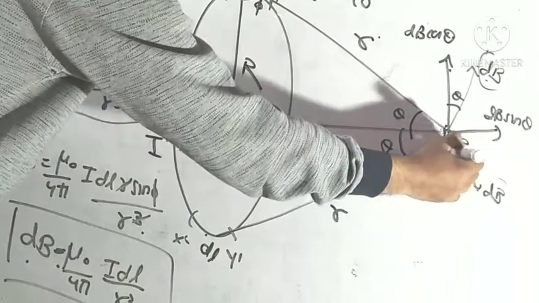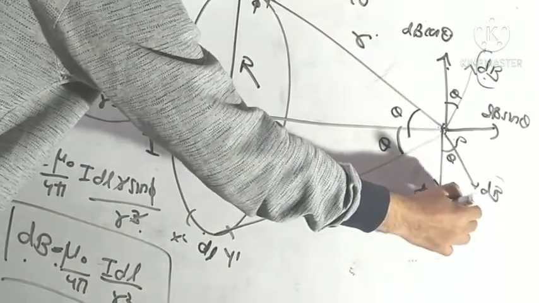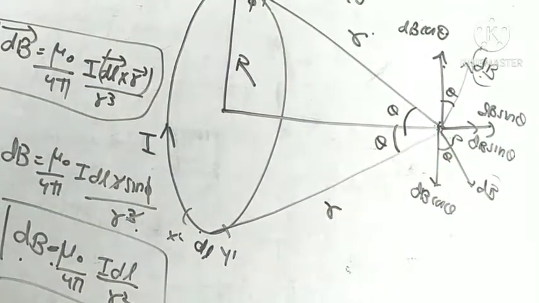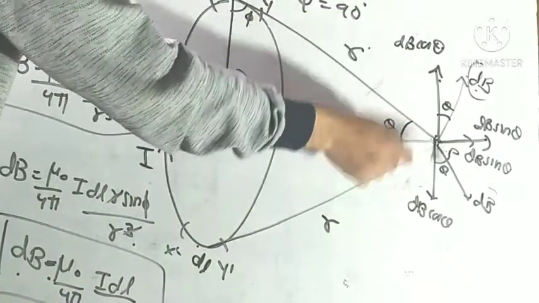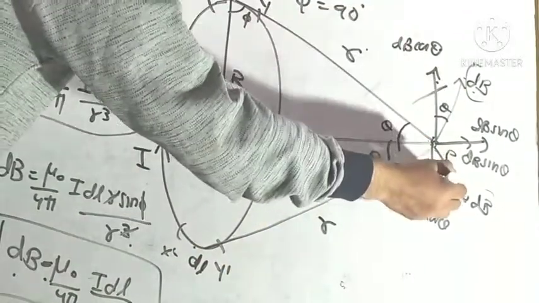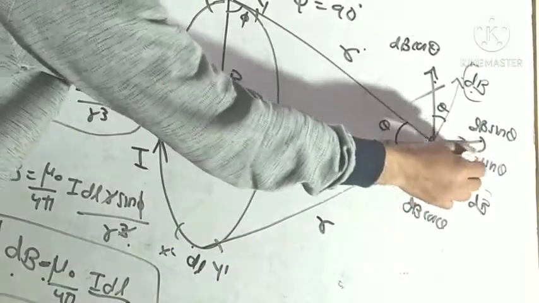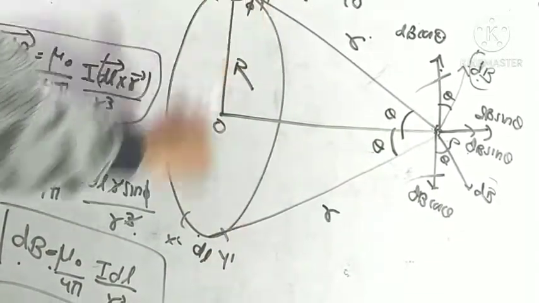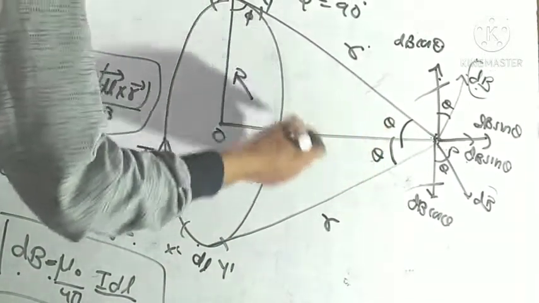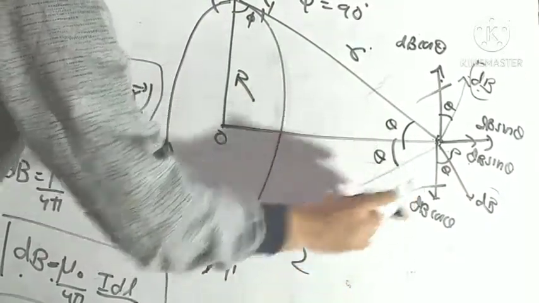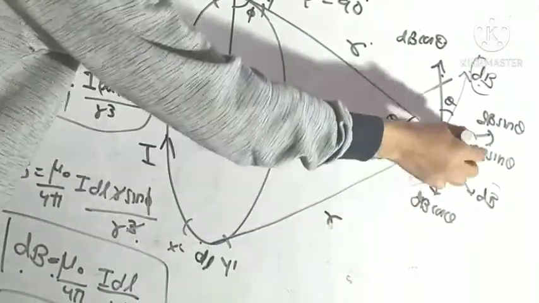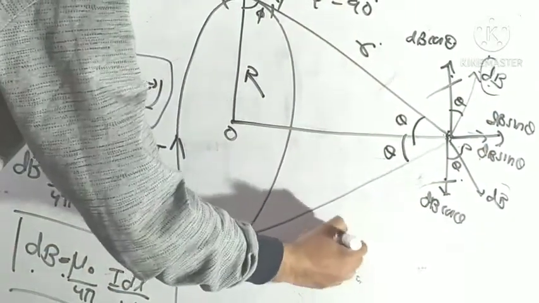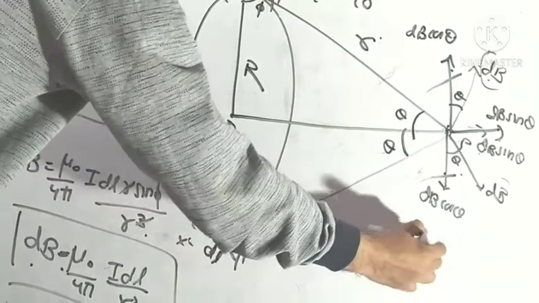Similarly, this other dB is resolved into two parts: dB cos theta and dB sin theta. The two cos theta components have equal magnitude but opposite directions, so they cancel. The dB sin theta components are along the axis, away from the center of the circular loop. So the magnetic field due to these elements will always add. Both components are along the same direction, so they are added: dB sin theta plus dB sin theta.